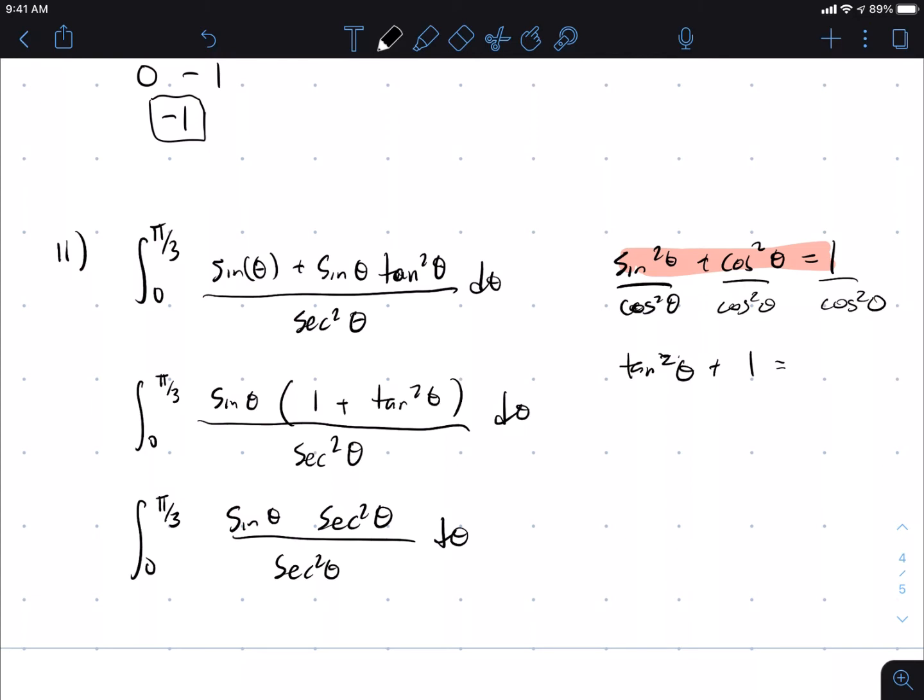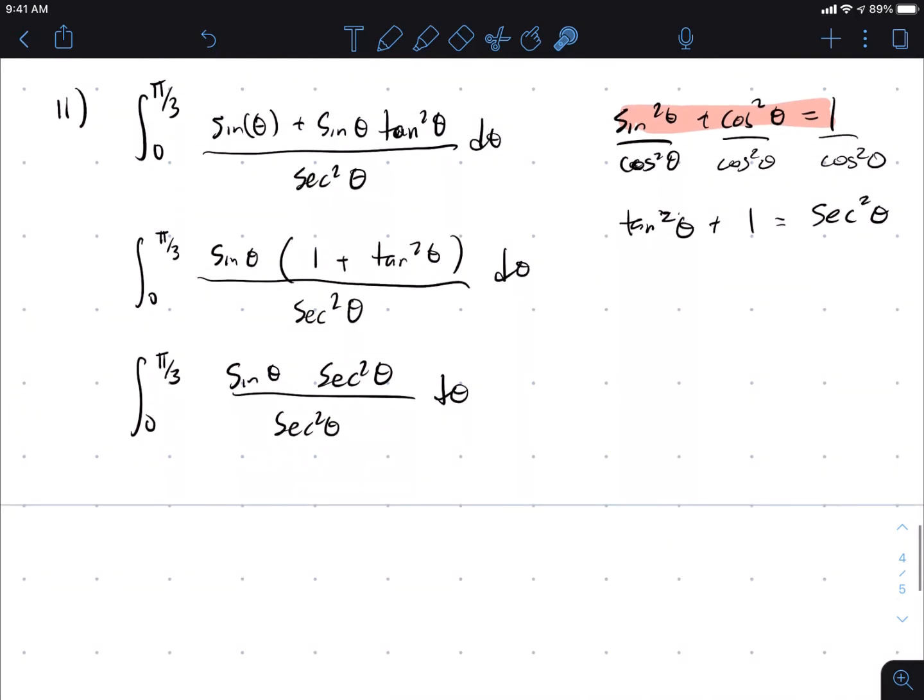One over cosine is secant, and then squared theta. You should know that trig. Now look at that. Oh, wait, that makes sense. Isn't that secant squared? So then I can replace this with secant squared. And look how simple the problem ends up being.